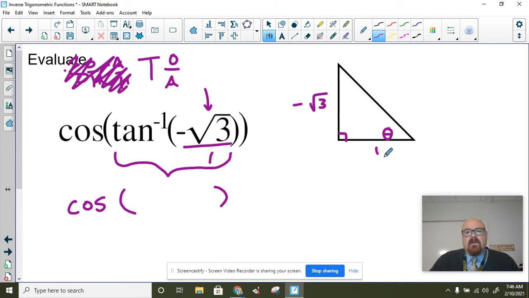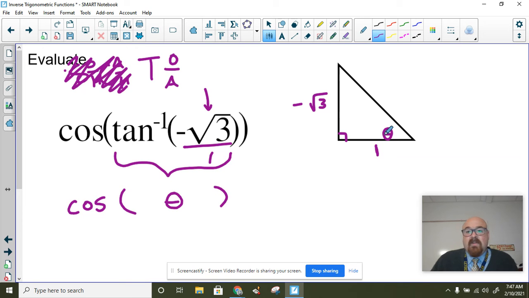Now, granted, when we get negative radical 3 over 1, we're not going to normally label a side as negative radical 3, but for the sake of this problem, we can. So understand that this angle right here, that's the angle that I'm going to take the cosine of. So the final answer to this composite is what we get when we take the cosine of this angle.